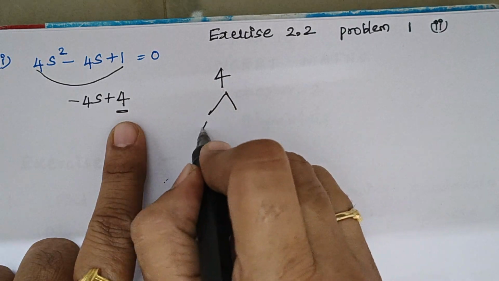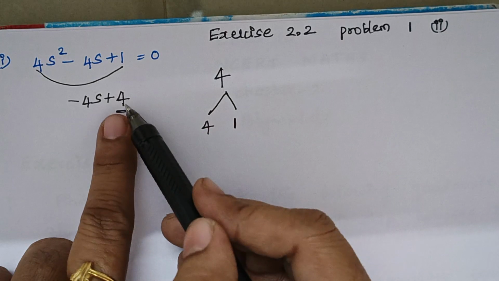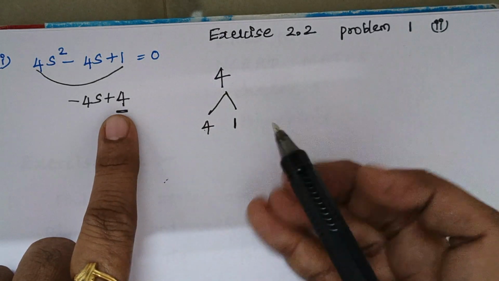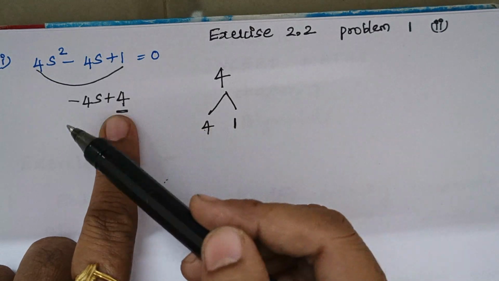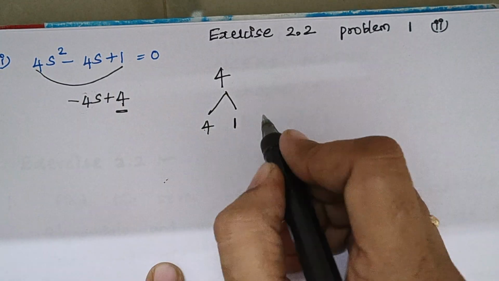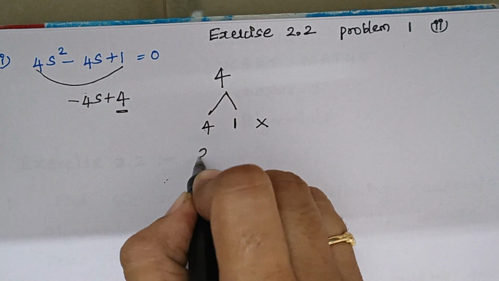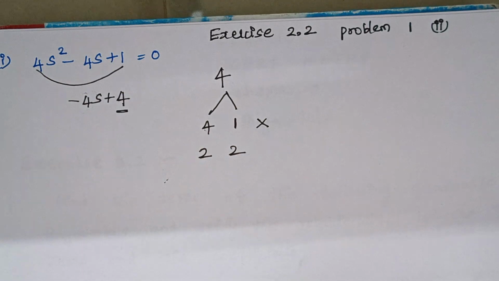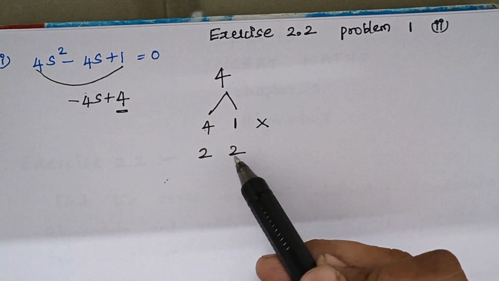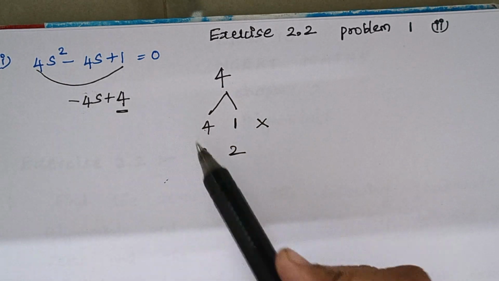So 4 we can write as 4 into 1, right? 4 ones are 4, it's okay here. But when you add or subtract, 4 plus 1 becomes 5 and 4 minus 1 becomes 3. But here you need 4 again, so this is not possible. Next, you can write 4 as 2 into 2, right? 2 twos are 4, it's okay. And 2 plus 2 gives you plus 4, but here you need minus 4, right?